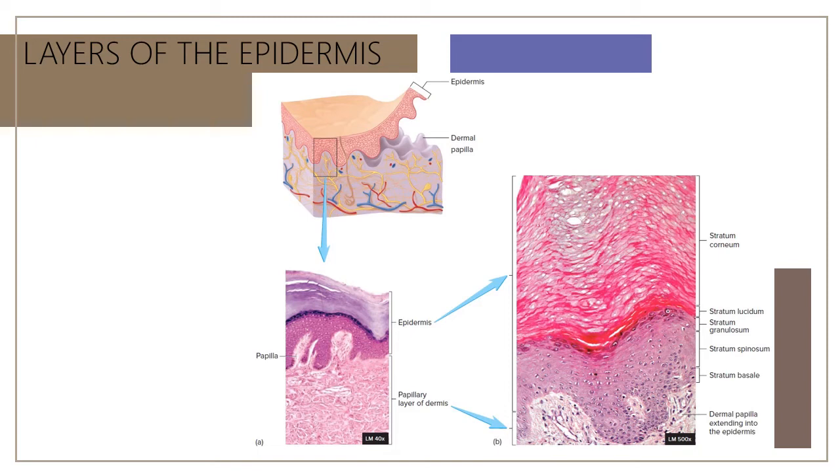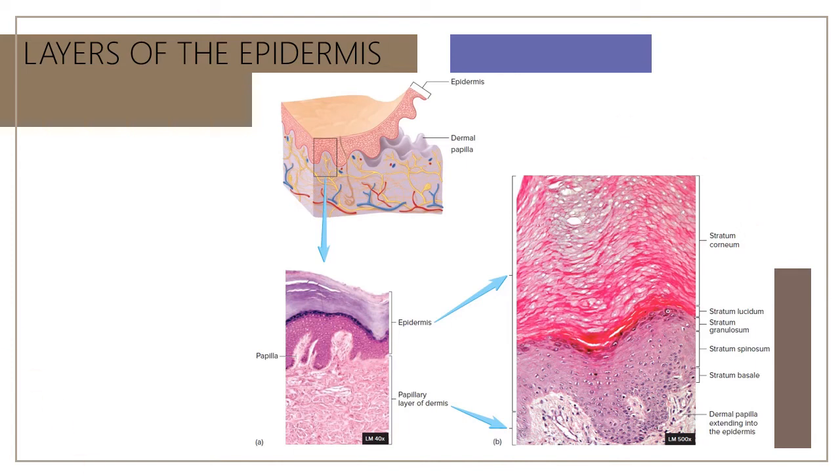And here you have the 5 different regions or strata in the epidermis. I will start with the deepest going to the superficial. The deepest layer of cells is called your stratum basale, followed by your stratum spinosum, stratum granulosum, stratum lucidum, and stratum corneum, which is the most superficial.